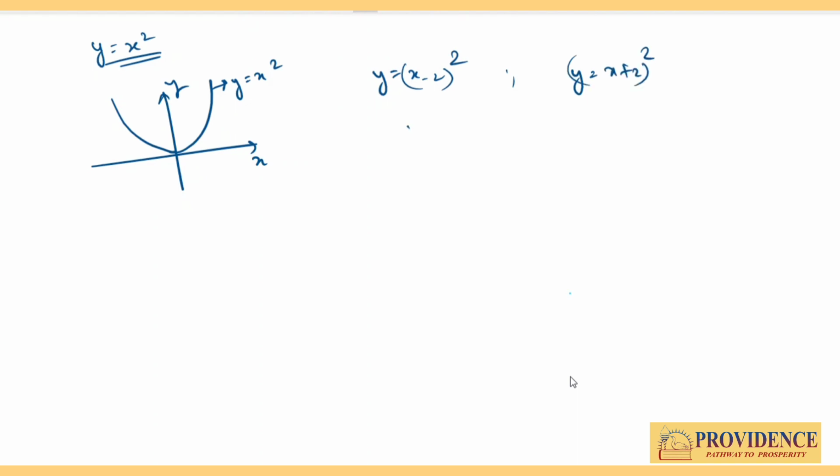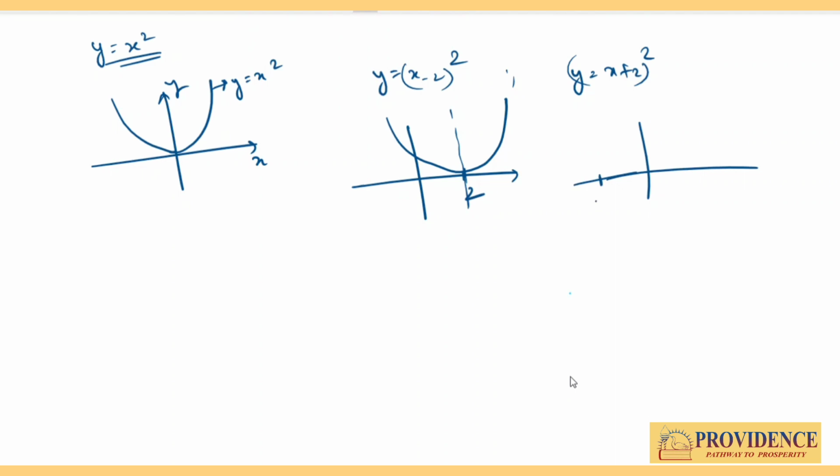So x minus 2 whole square means at x equals 2 we will have this parabola. So it will be something like this. And y equals x plus 2 whole square means at x equals minus 2, if we put x equals minus 2, then we are going to have minus 2 plus 2, which is 0. That means we are going to have this graph at x equals minus 2. So that is why the graph will be something like this.